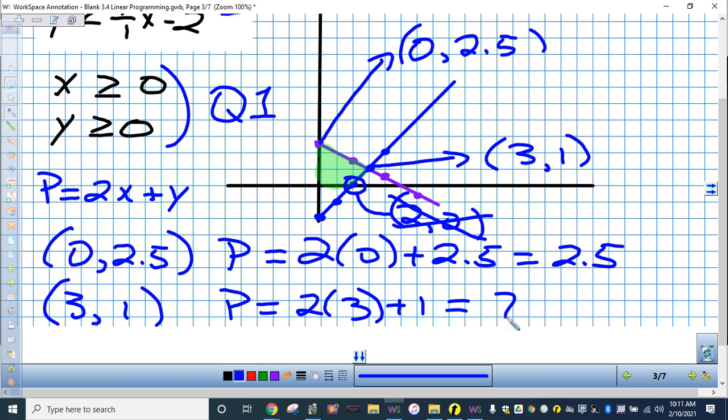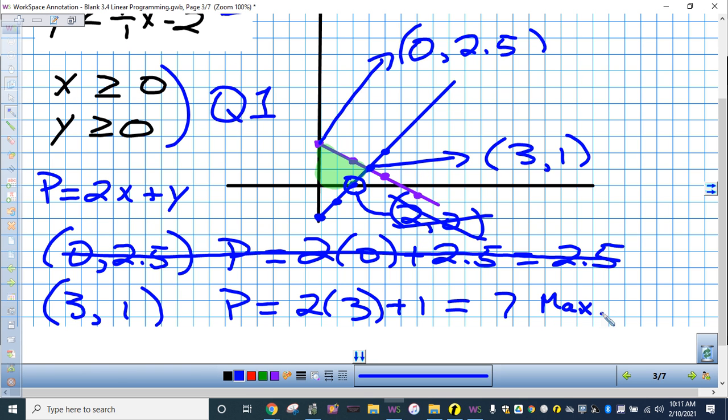I knew, because I've done these a bunch, that this one wasn't going to work before I plugged it in. But I just wanted to show you that sometimes you've got to plug in more than one of them. Sometimes you'll end up plugging in 3 of them because they'll all be kind of close. But this one is the one that maximizes your profit. Okay?